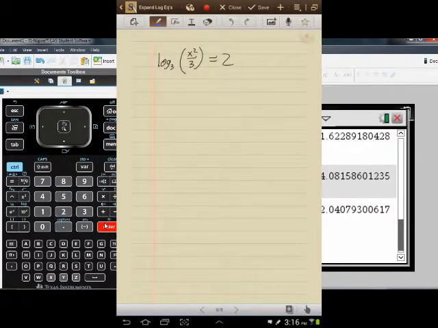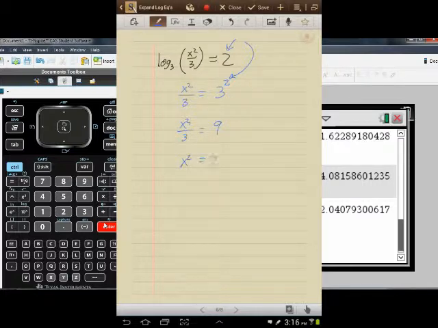This time, same concept, but we have a log in a different base. Base 3. We cannot get to x yet. It's inside of the logarithm. So we need to rewrite this as an exponential. x squared divided by 3 equals 3 to the 2nd power, because the log is the exponent. So whatever the log equals, that is our exponent. So that means x squared divided by 3 is 9.